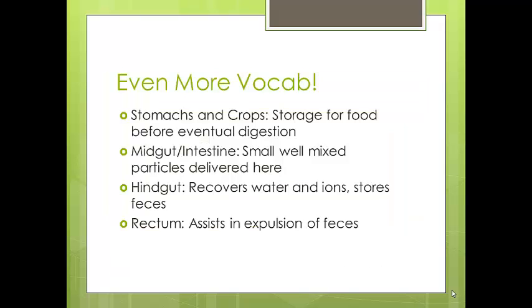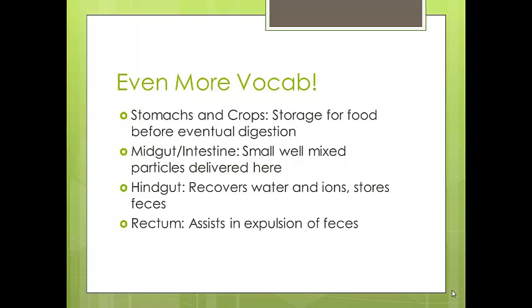Time for some even more vocab. Mary, what is the stomach or a crop? It's what stores food before you digest it eventually using the digestive system. Can food be digested in the stomach? No, it can't. Yes, it can. Wrong. Of course it can, Joel.